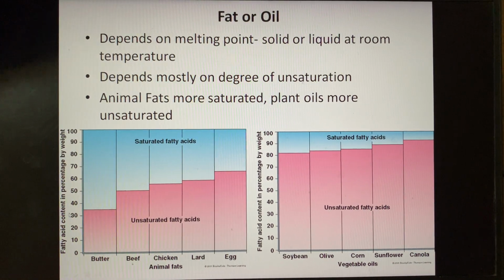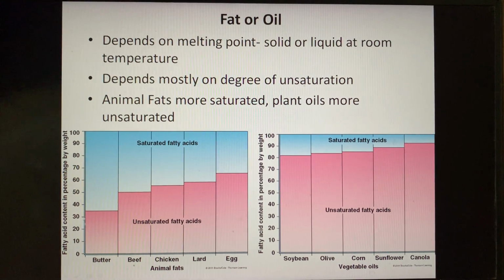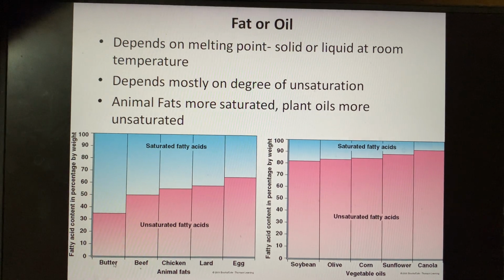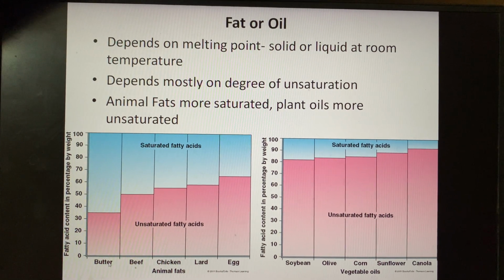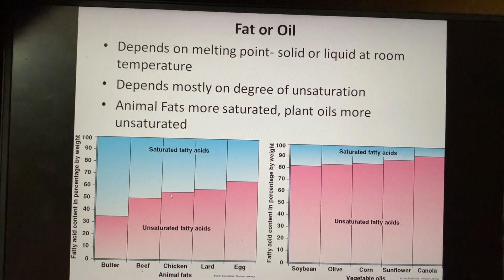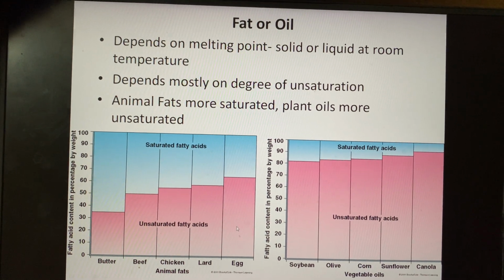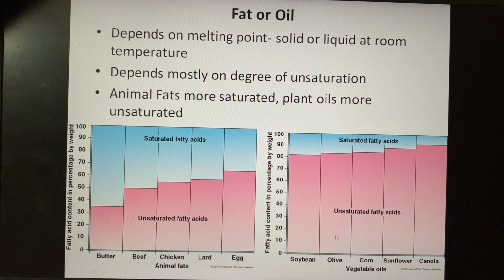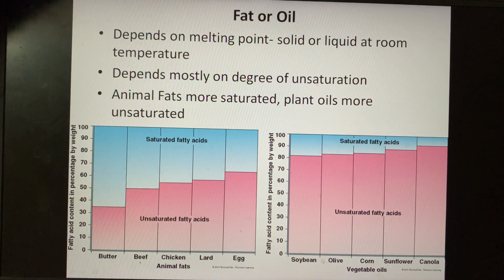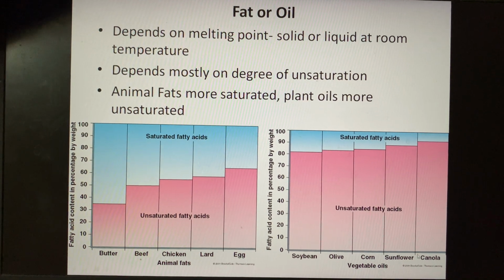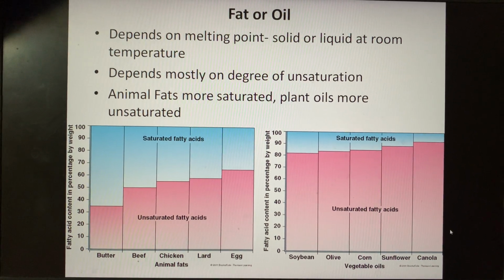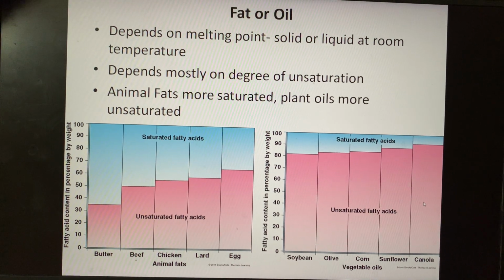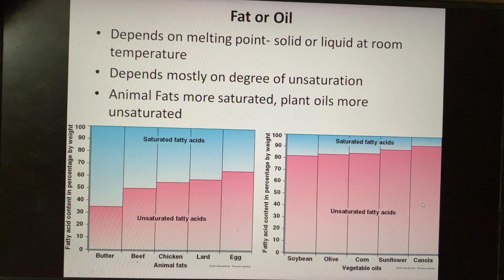However, fatty acid content in percentage by weight, and this is the trend in the case of butter. They have a higher content of saturated fatty acid. However, egg has the highest content of unsaturated fatty acids in it. Similarly, for the vegetable oils, soybean, olive, corn, sunflower and canola, canola has the highest content of unsaturated fatty acid. It has a high content of oil in it.